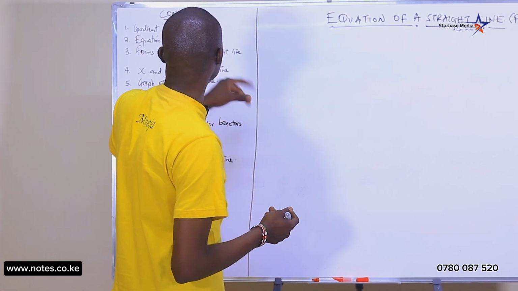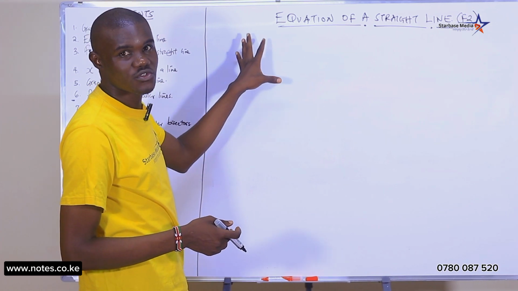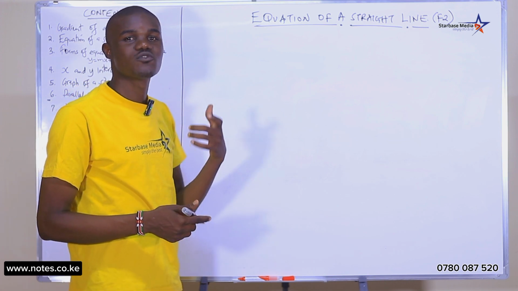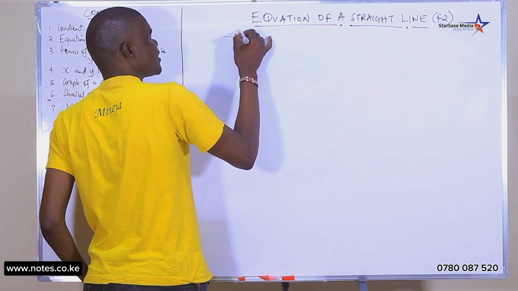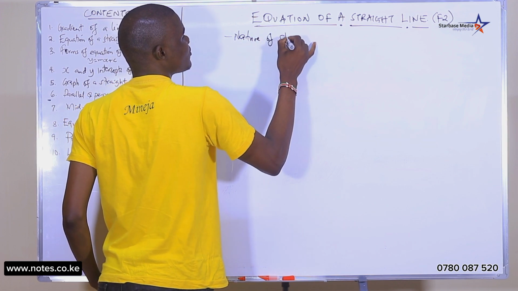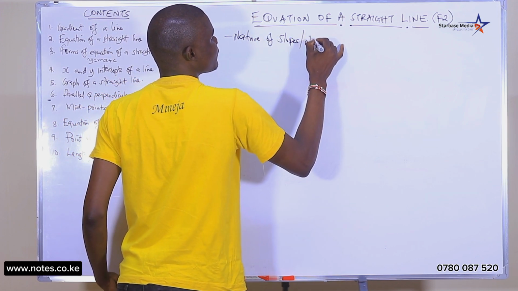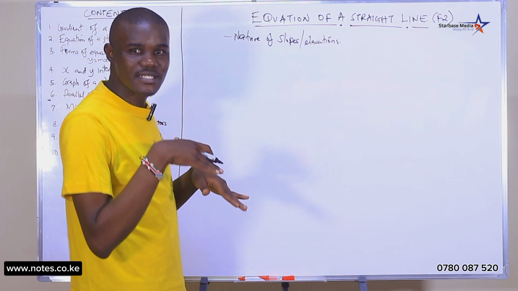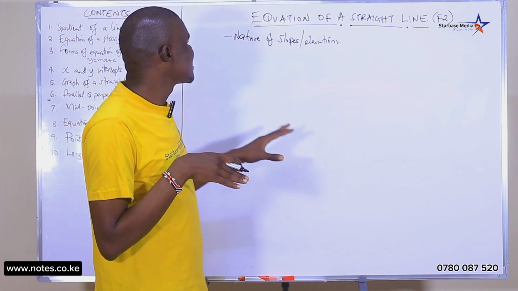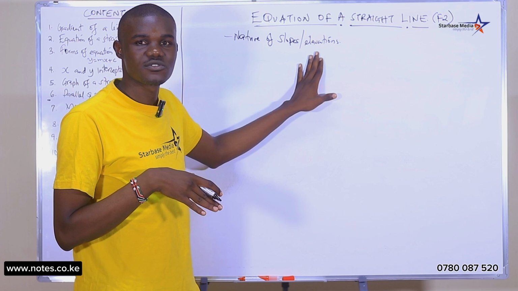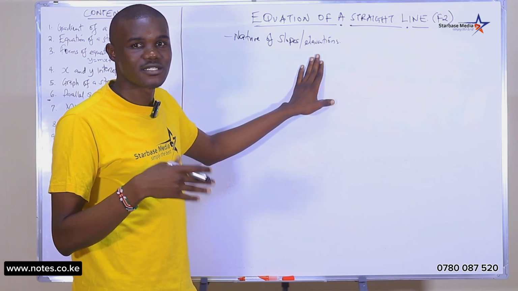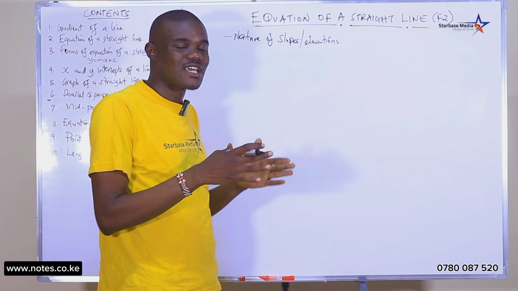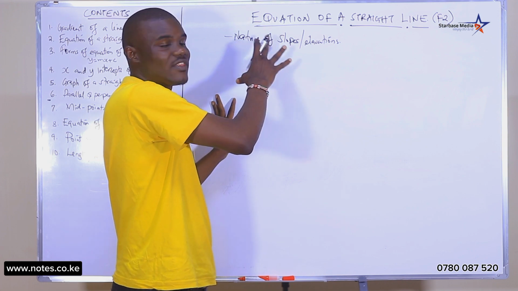Starting with the definition, when we are talking about equations of a straight line, what we are majorly interested in is to know the nature of slopes or elevation. You ask yourself, how steep is this place? The degree of steepness gives us the nature of slope or the elevation of that particular item. For example, when you put a ladder against the wall, there's a certain extent to which you tilt it. That is what we are going to be observing in this topic.